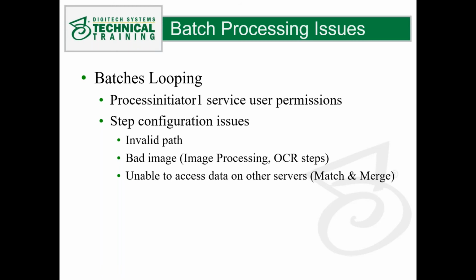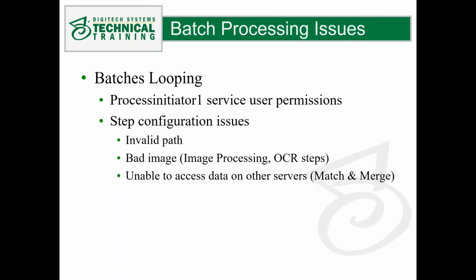A lot of the times when you see batches that are going from not owned to owned, back to not owned for their status in automated steps, it's usually either A, the Process Initiator 1 service that's trying to complete the operation, the user does not have permissions that it needs for any of the directories, or maybe if you're dealing with something like a match and merge and it just can't access a SQL database or anything like that, it can just keep looping and looping, trying, but not going anywhere.